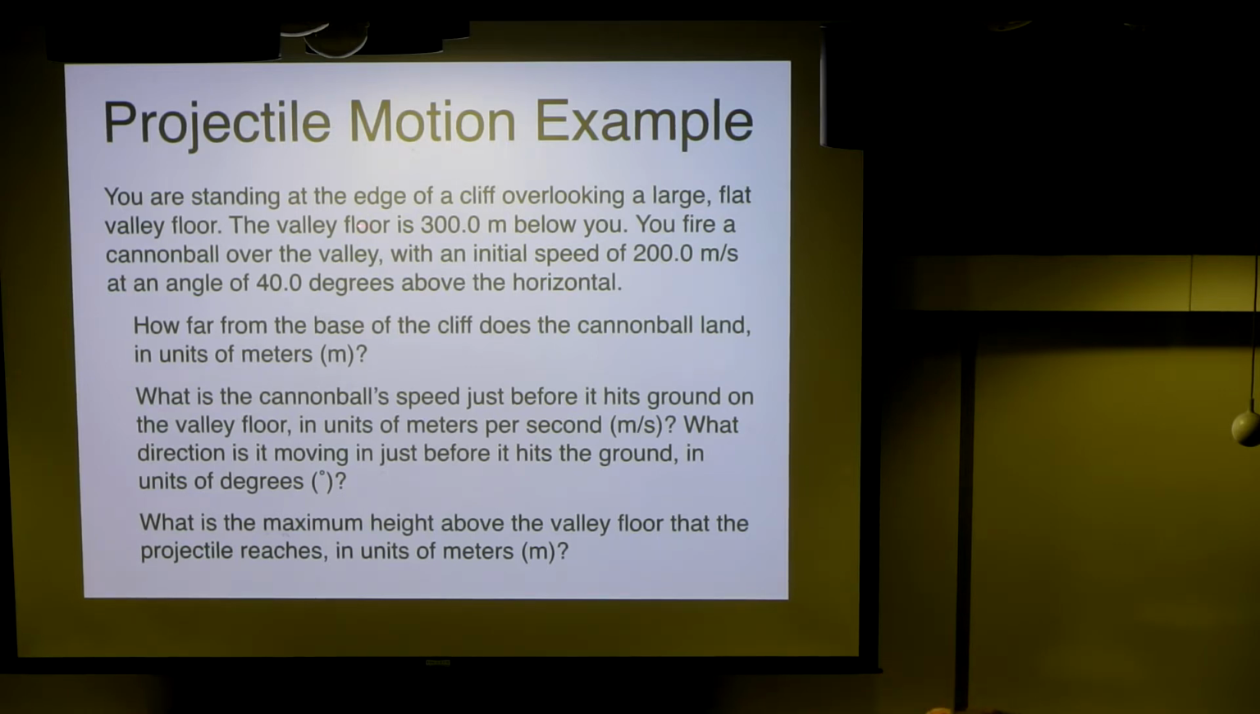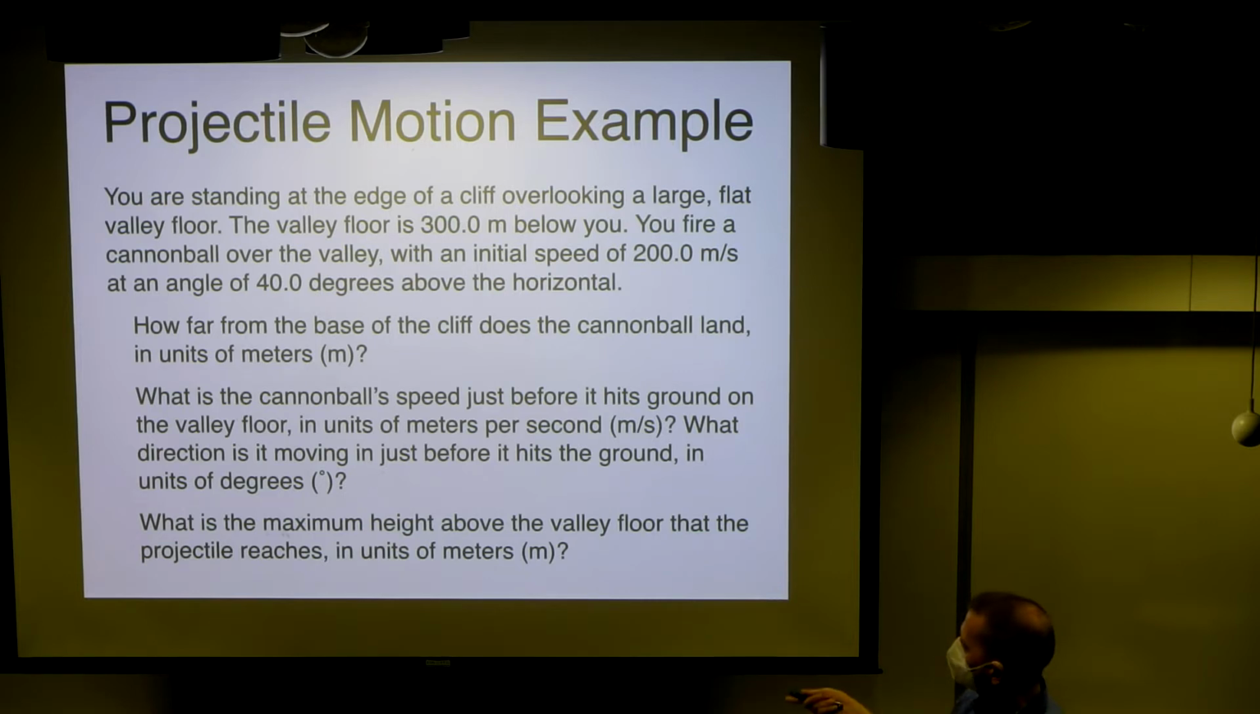You are standing at the edge of a cliff, which is overlooking a large flat valley floor. The valley floor is 300 meters below you. You fire a cannonball over the valley with an initial speed of 200 meters per second at an angle of 40 degrees above the horizontal. Okay, so imagine taking our cannon, pointing it up at 40 degrees, and then firing the cannonball off at 200 meters per second. And we're doing this from a pretty large height, right? So it's going to fall down to the valley floor below.